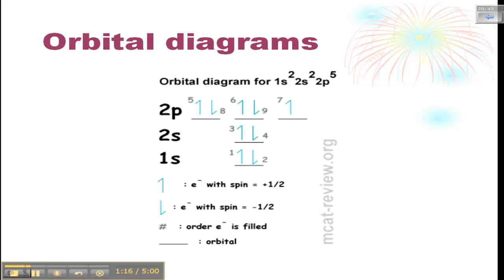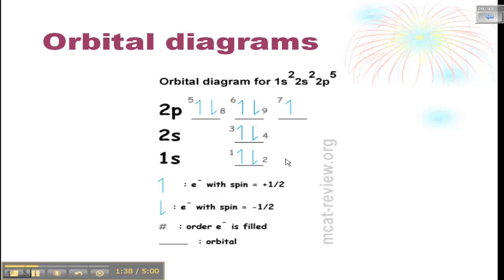Now here's an example of an orbital diagram. Each of these little blanks represents an orbital. This first one is in the 1s sublevel. There's one orbital, and it can hold 2 electrons. We use half arrows to represent electrons here, and notice that one's going up and one's going down.